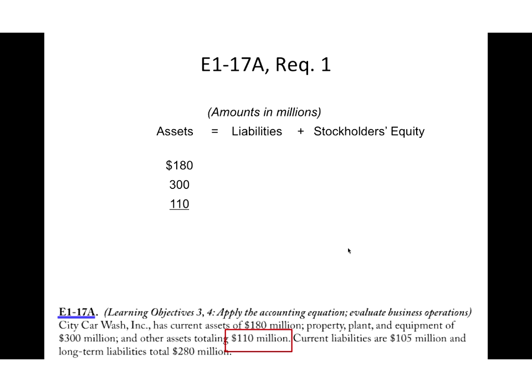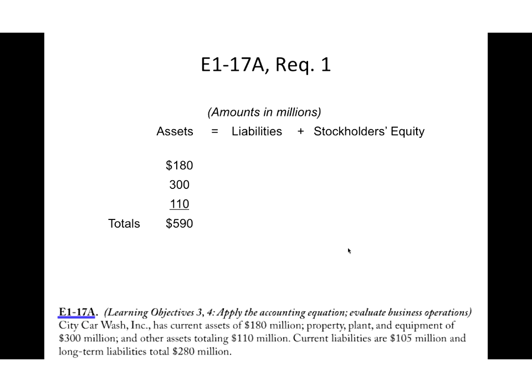Okay? So I go through, I identify the assets. I'm given those three assets, and that gives me total assets of 590. Remember, I'm trying to get the accounting equation: assets equal liabilities plus equity. So we have 590 as my assets.